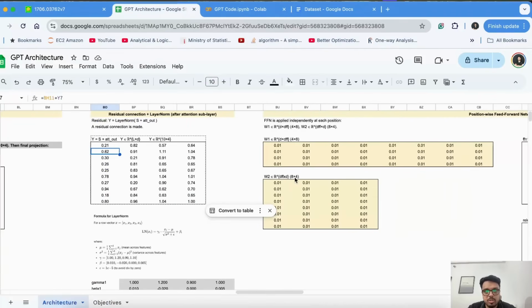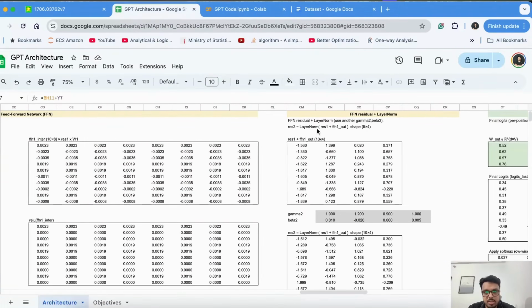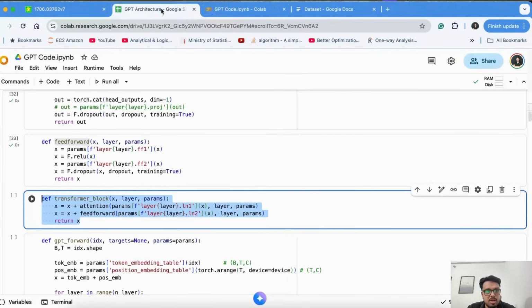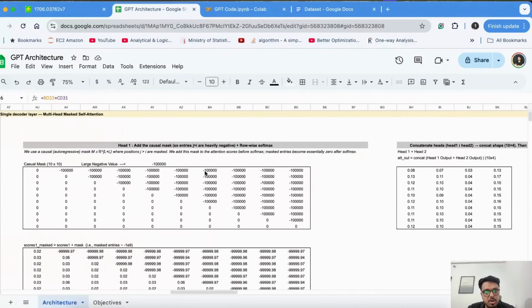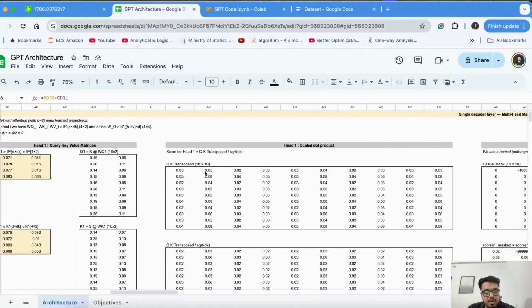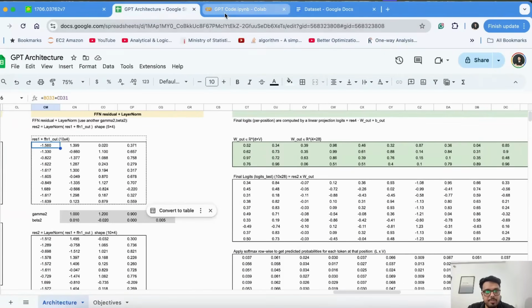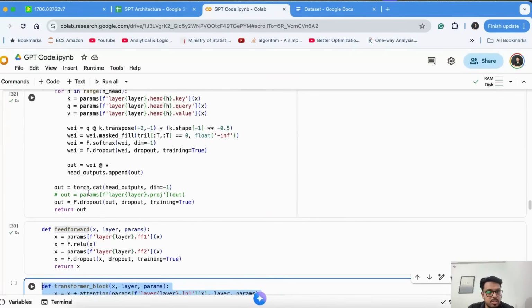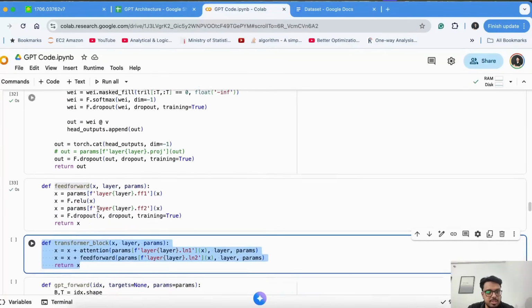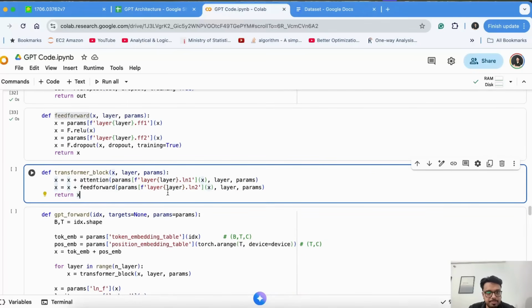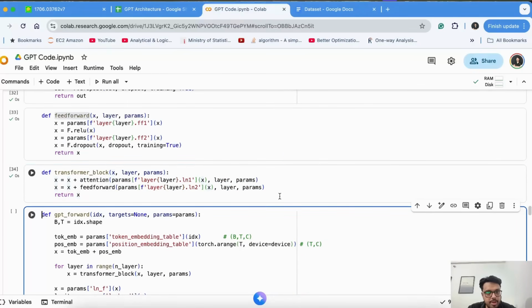So feed forward also, if you remember, takes a residual connection and follows with a layer normalization. So this function transformer block covers this entire thing that is marked in orange over here. All the workings that we saw in orange are covered in this part of code, right? Because this iteratively calls the feed forward and the attention functions and does the residual connection and also the layer normalization.